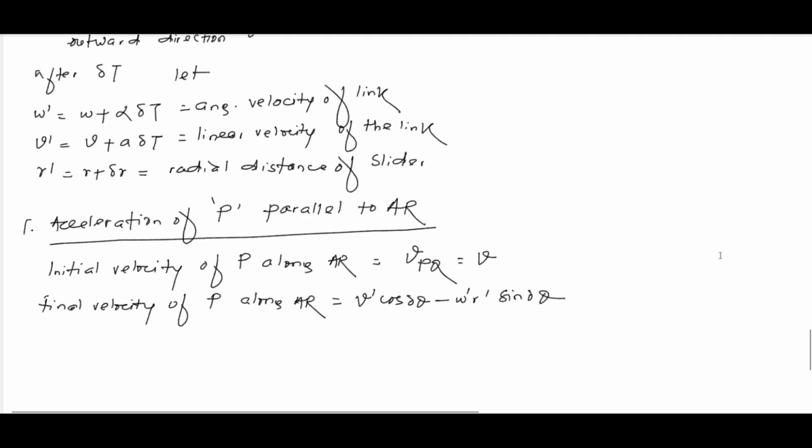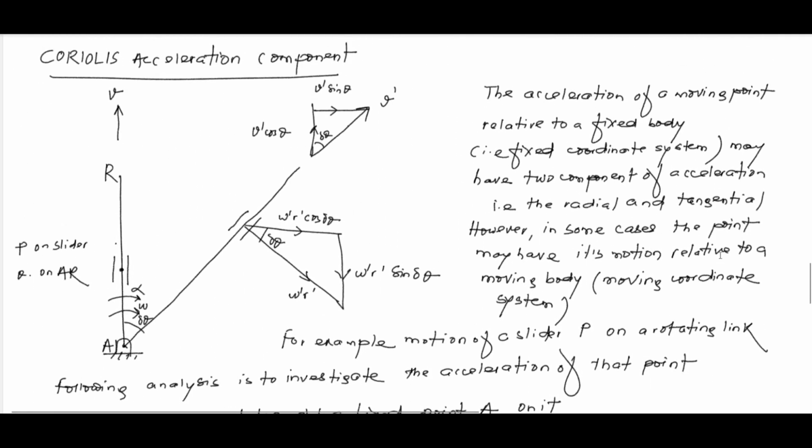From the geometry, if you see here we are taking everything parallel to AR. Okay, so V dash cos del theta, okay, minus omega dash R dash sin del theta. Okay, this component, because this is coming downward direction and this one is coming in upward direction, so V dash cos del theta minus omega dash R dash sin del theta we are taking now along this parallel to AR, that's why.